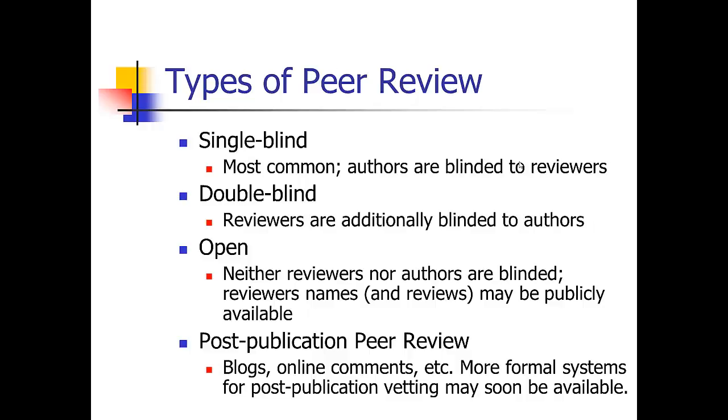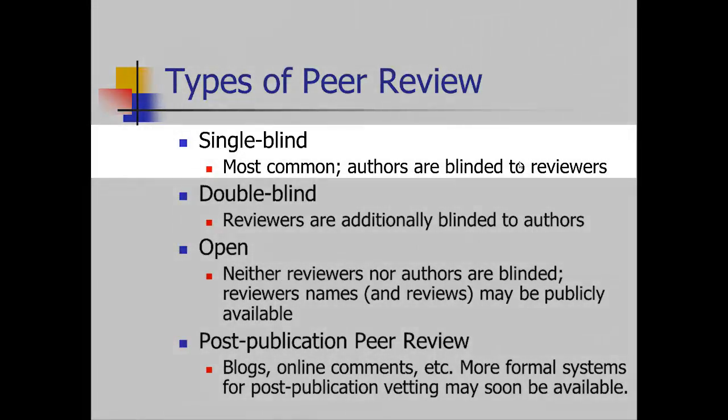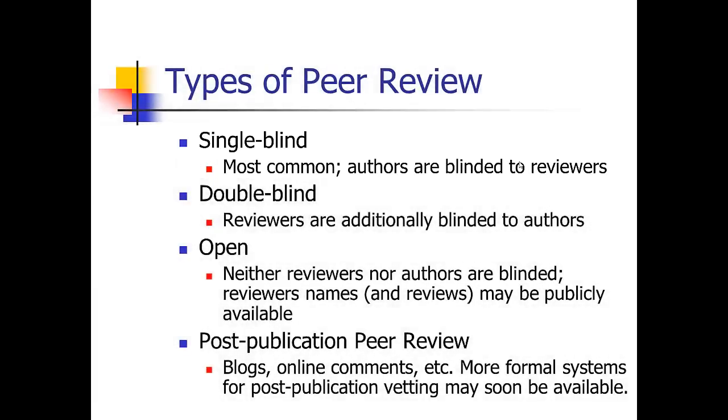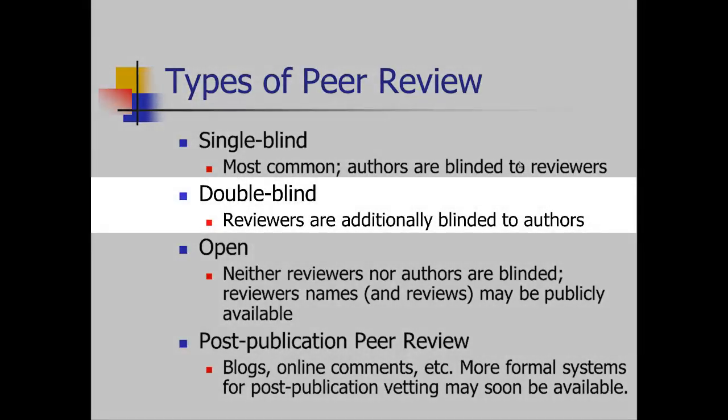Now, just to point out, there's different types of peer review that you might encounter. The most common type of peer review is the single blind peer review. This is where the authors are blinded to the reviewers. So the authors will not know who reviewed their paper, but the reviewers will know who the authors are on the paper. That's the most common type. You also can sometimes encounter the double-blind review. In this case, the authors won't know who the reviewers are, and the reviewers are also blinded to the authors. So the editors of that journal will go through and actually black out the authors' names.